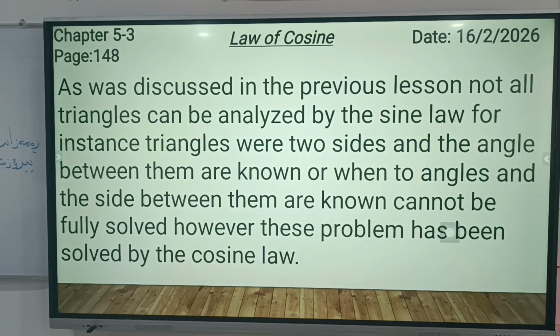As was discussed in the previous lesson, not all triangles can be analyzed by the sine law. For instance, triangles where two sides and the angle between them are known, or where two angles and the side between them are known, cannot be solved that way. We realized this in the previous video. However, this problem has been solved by the cosine law.